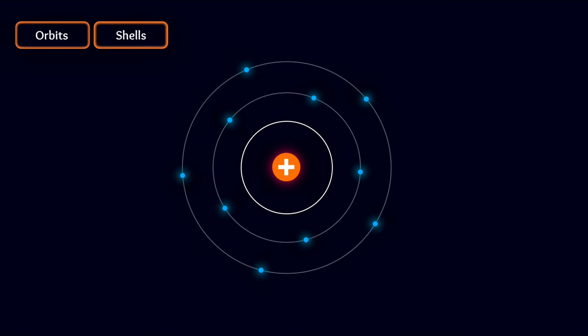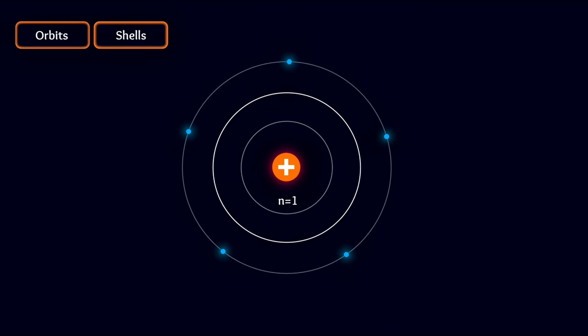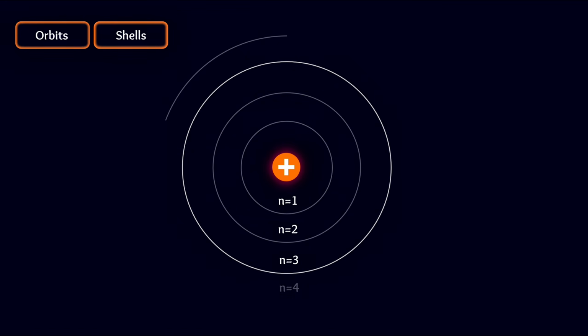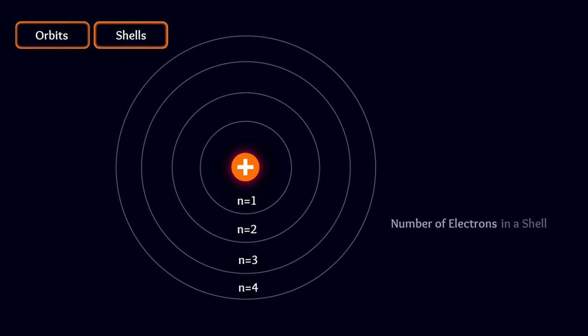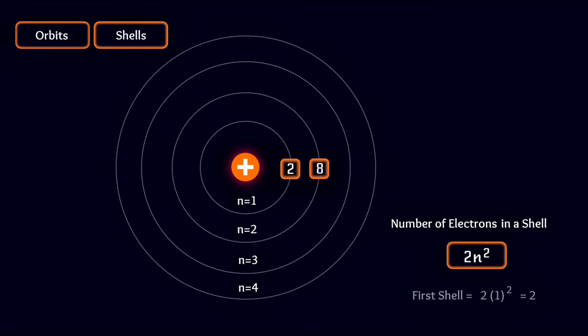The first shell closest to the nucleus is denoted as n = 1, the second shell as n = 2, the third shell n = 3, and so on. The formula for calculating the maximum number of electrons a shell can hold is 2n². So the first shell can hold up to 2 electrons, the second shell up to 8, the third shell up to 18, and the fourth shell up to 32.